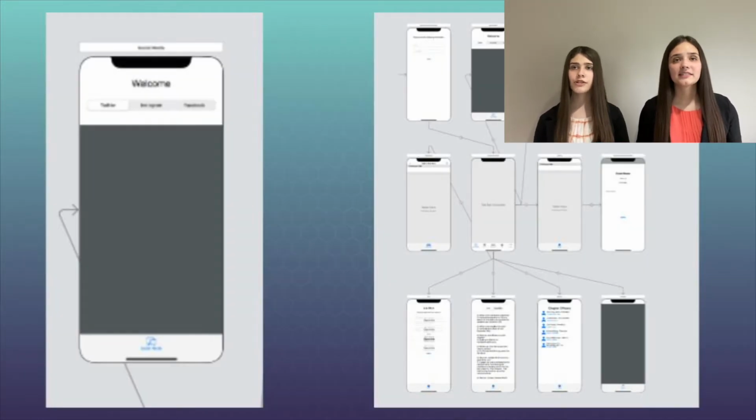Within each view controller, there are components that make them up. For example, on the Social Media tab, there is a UI label, a tab bar controller, and a web view.